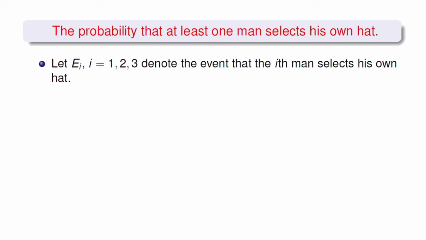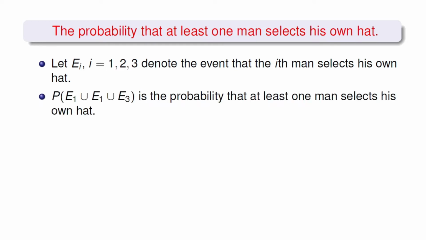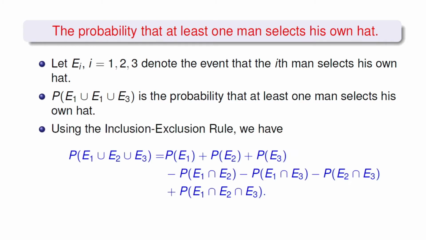Well, we define our events as follows: Ei denotes the event that the ith man selects his own hat. Here i is 1, 2, 3, so we have E1, E2, and E3. Then the probability of the union E1 union E2 union E3 is the probability that at least one man selects his own hat.